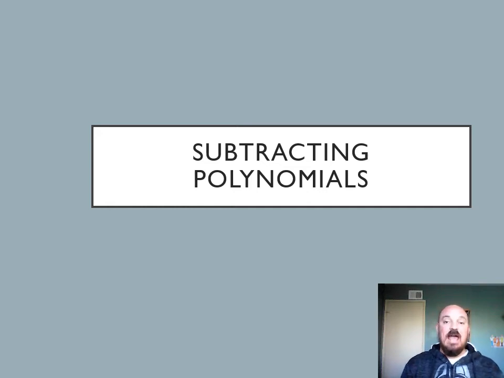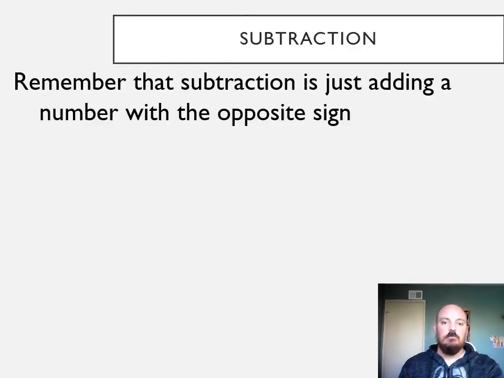All right, we just did adding polynomials, which was basically just combining like terms. And today we're going to do subtracting polynomials. Now, what I want to do is remind you of something we talked about way back at the beginning of the year. Subtraction and addition are basically the same thing. Subtracting is just adding a negative. So let me show you an example with just numbers, and then we'll work into polynomials.